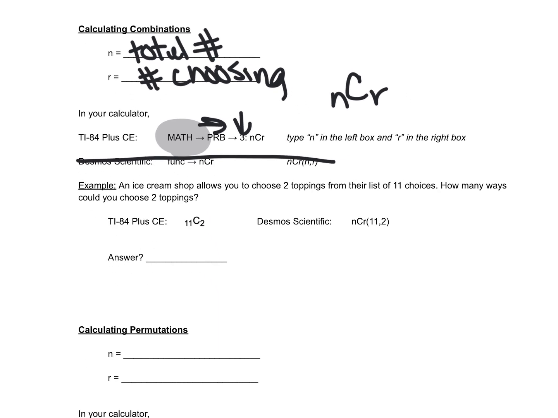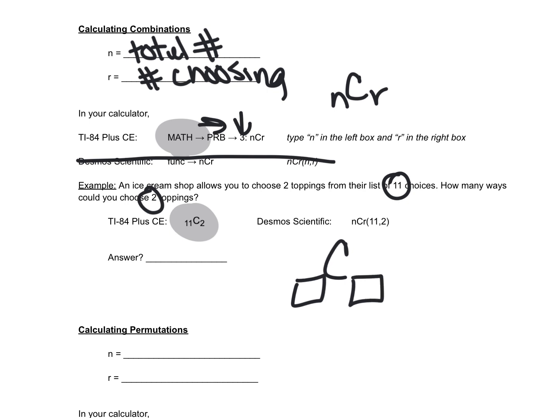So looking at an example of a combination: an ice cream shop allows you to choose 2 toppings from their list of 11 choices. How many ways could you choose 2 toppings? Well, we have a total of 11. We have 2 to choose, which means we would have 11 choose 2. So in our calculator, you're going to hit math, arrow over to probability, hit that combination button, number 3, and enter it just like that. On your calculator, it'll look like this, with a little box here and a little box here.